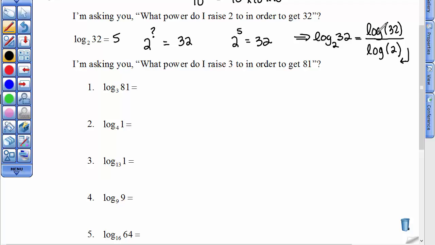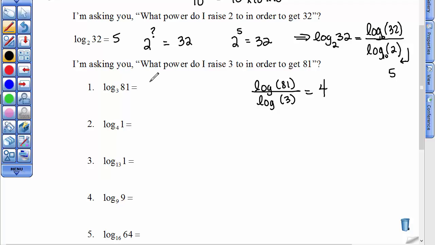And so that log key on your calculator is understood to have a base of 10 here and a base of 10 here. So when you type the log of 32 divided by the log of 2, it knows that you want to know what power should you raise 2 to in order to get 32. So I hope you get an answer of 5. So let's say you wanted to type this one on your calculator. I want you to know that you just type the log of 81 divided by the log of 3, and I'd like you to start getting used to that. And you should get an answer of 4 for that.